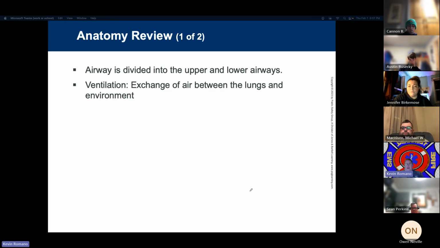We can actually see that in the patients that have severe respiratory distress, or nerves from the brain and spinal cord to those muscles. And then also ventilation, remember, is the exchange of air between the lungs and the environment. That's ventilation. So how you take air in and back out as carbon dioxide.